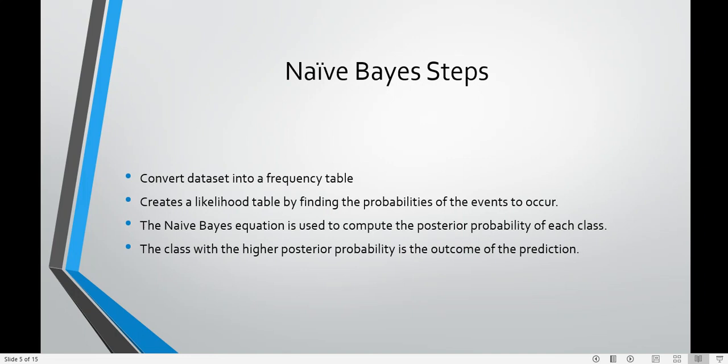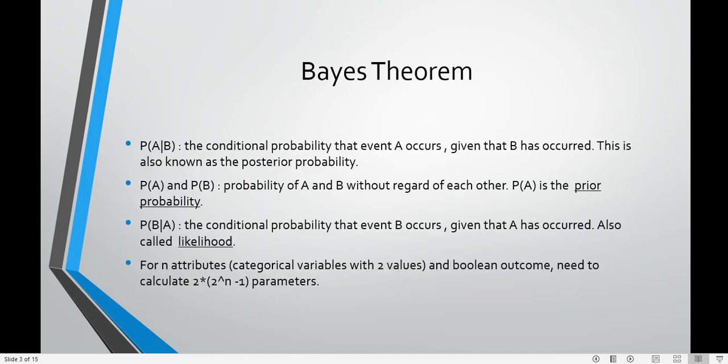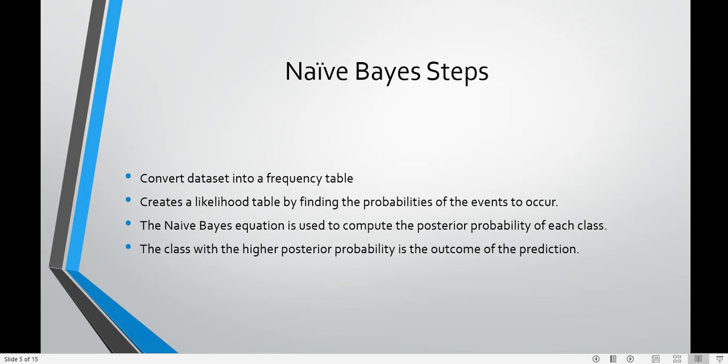Now, what are the steps in the naive-Bayes algorithm? First of all, we convert the data set into a frequency table. How to create the frequency table, I will show you. Next, it creates a likelihood table by finding the probabilities of the events to occur. If I go back again here, you can see what likelihood is: the conditional probability of event B when event A has occurred. I am going to create the likelihood table also. Here the event B is the feature value and the event A is actually the possible target value.